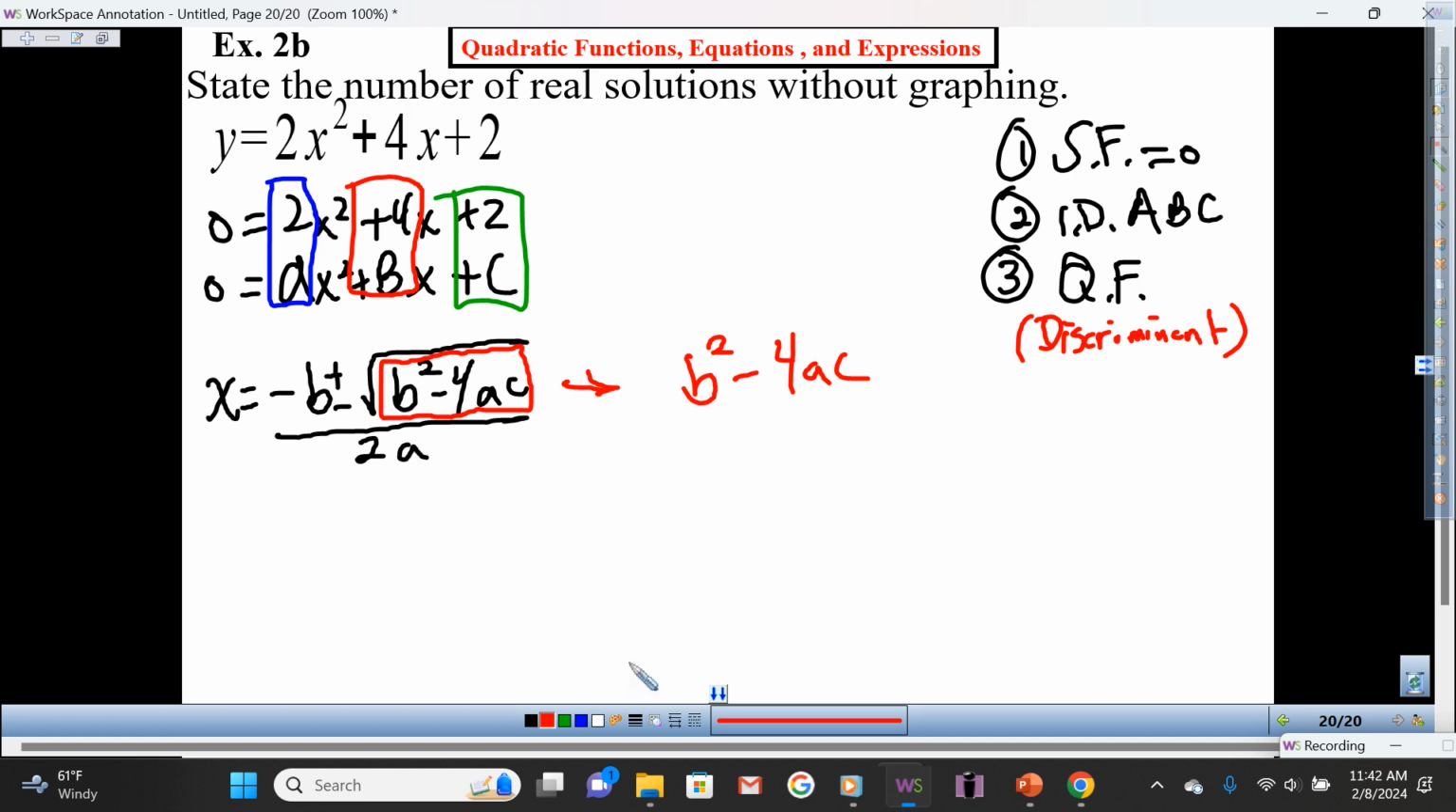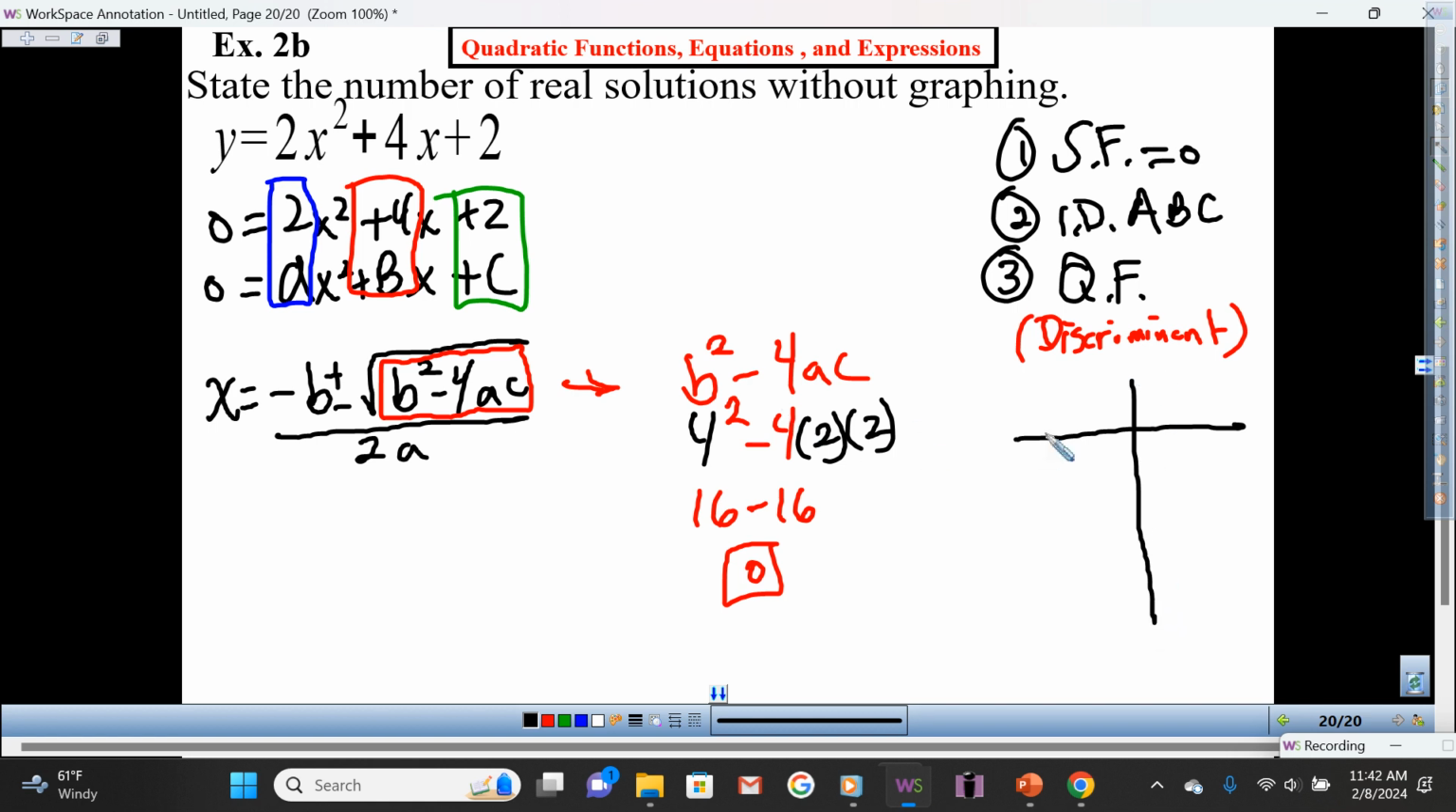So what is B, everyone? 4. What is A? 2. And what is C? 2. I'm going to bring down the rest. 4 squared is 16. Negative 4 times 2 times 2 is negative 16. And this gives us 0. Okay. I'm going to give you a little table over here on the side.